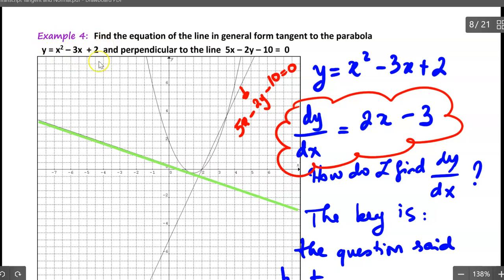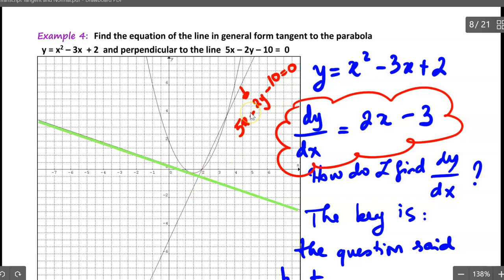And if the value of x is given to us where this tangent touches this parabola, then if we substitute that into this derivative, you can find the value for the slope. To find the equation of the line, you need to have a slope and a point. But in this case, you are not given a point, and do we actually have a slope here? We don't. It's given to us in this form by saying perpendicular to the line 5x minus 2y minus 10 equal to 0. So this is the line that is perpendicular to this tangent.